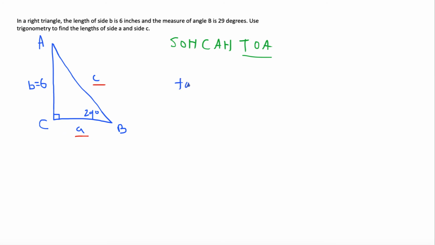The tangent of 29 degrees, right? Remember, tangent is opposite over adjacent. So the tangent of 29 should equal 6 over A. And setting up is the first part. Now we can use some algebra to solve for A. We'll cross multiply this, so A times the tangent of 29 degrees is equal to 6, and so A will be 6 divided by the tangent of 29 degrees.